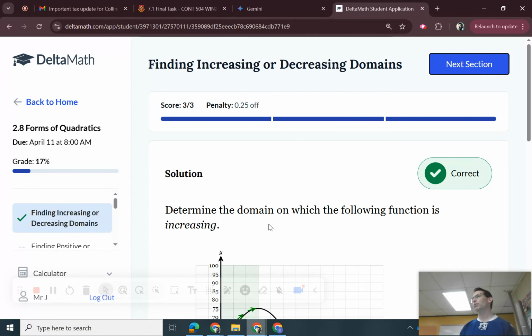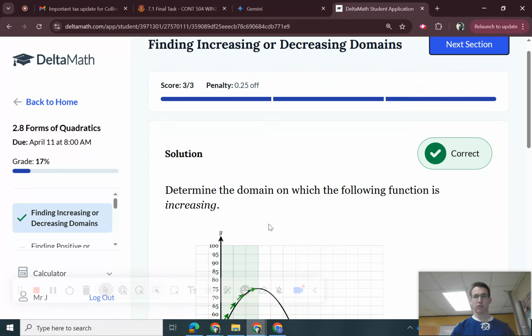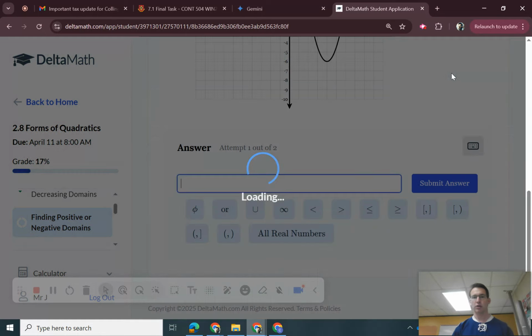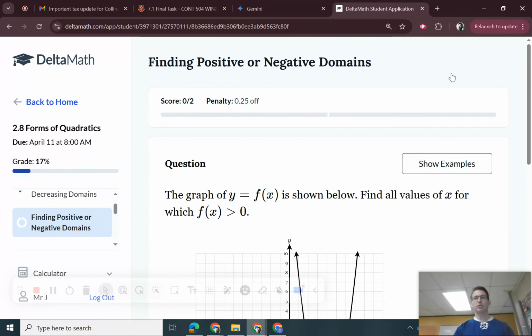And the way you type that, if you want to type it all fancy like I do, is you type the less than and then you type equals, and a program like Delta Math or Desmos will give you a less than or equal to. So it's kind of nice. It's nice to be able to know how to type these things. It's faster.